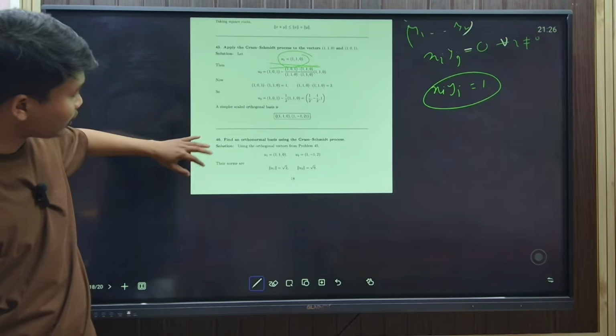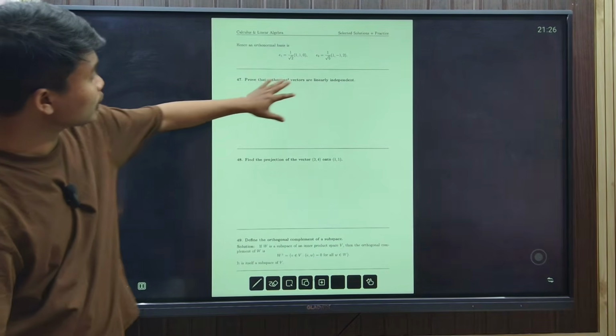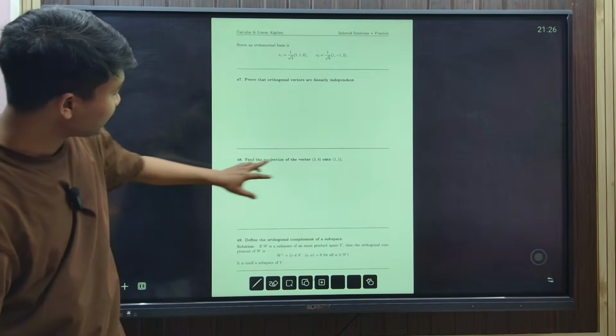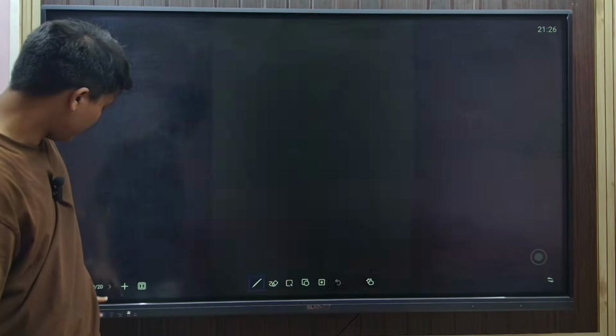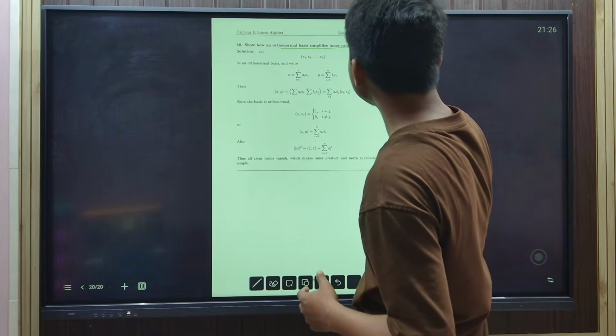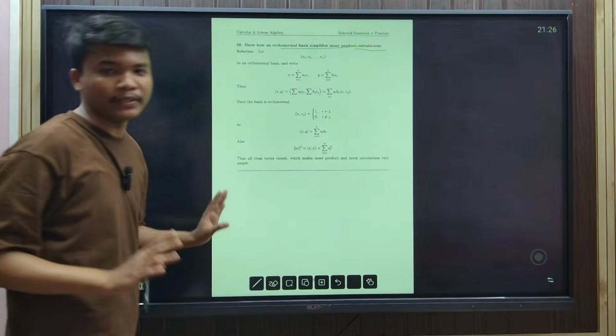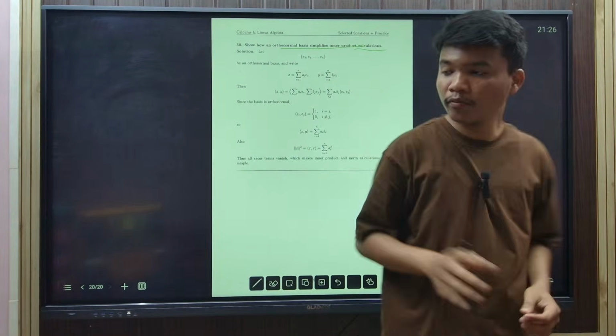So now find the orthogonal basis by the Gram-Schmidt process. Prove that the orthogonal vectors are linearly independent. Find the projection vector on this. And the last one is this: show that an orthonormal basis simplifies the inner product calculation. That means this needs something; this you have to work on here.